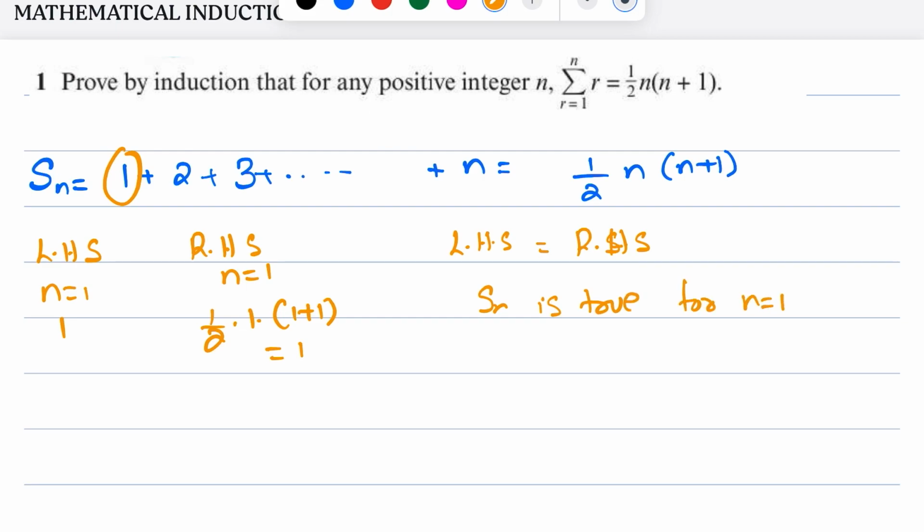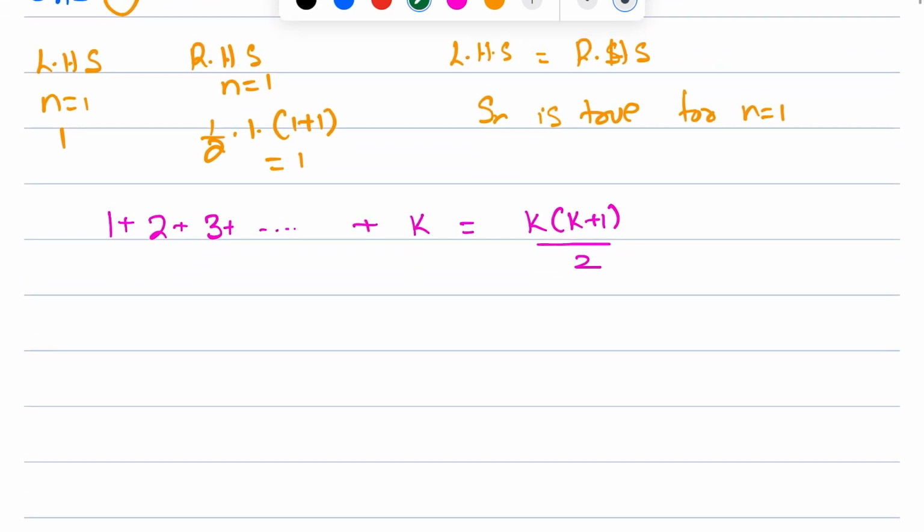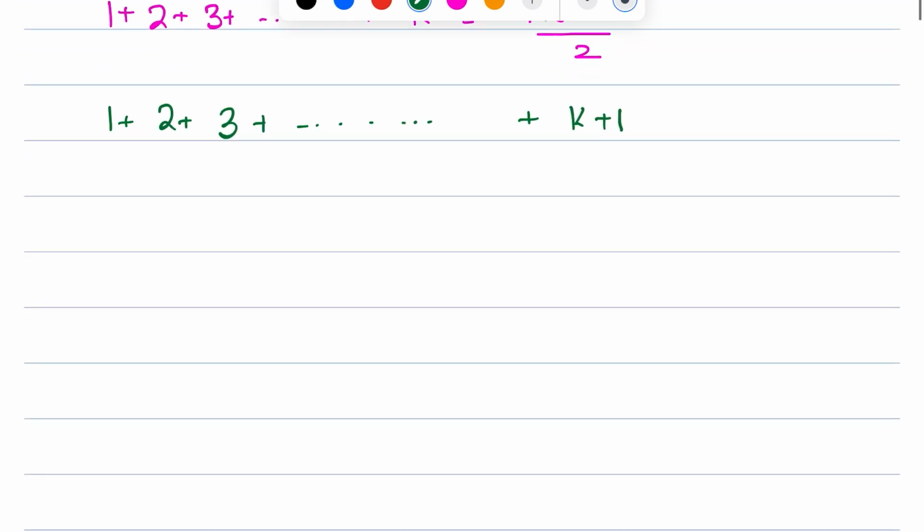Then the assumption step. Let us assume that it is true for n equals k. So 1 plus 2 plus 3 and so on plus k equals k times k plus 1 upon 2. Now we have to prove that it is true for n equals k plus 1. So I take the left hand side, 1 plus 2 plus 3 and so on plus k plus 1.